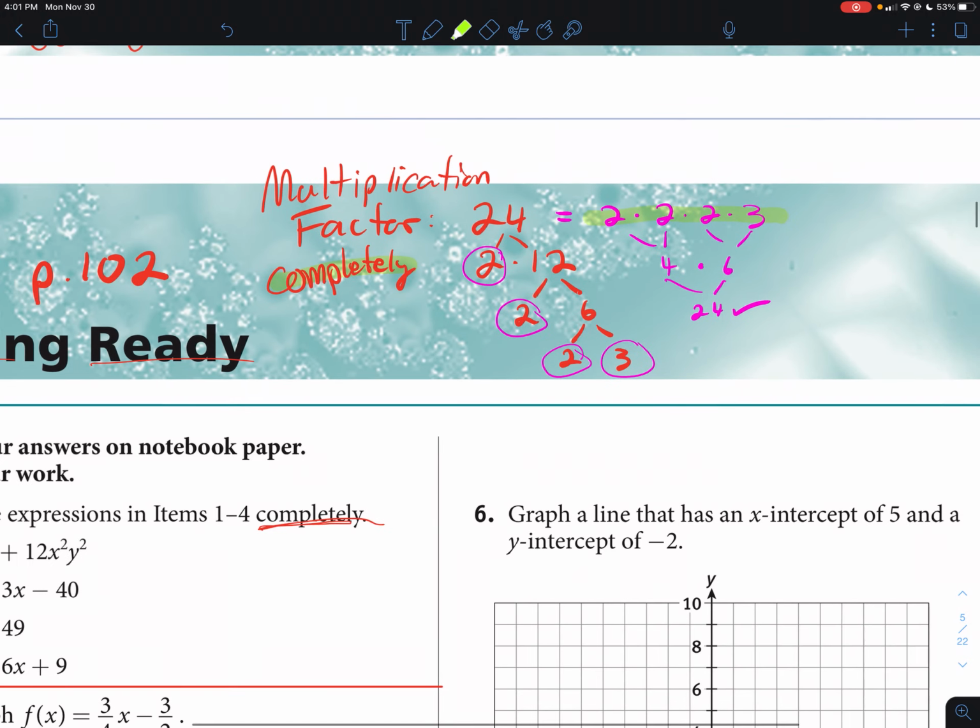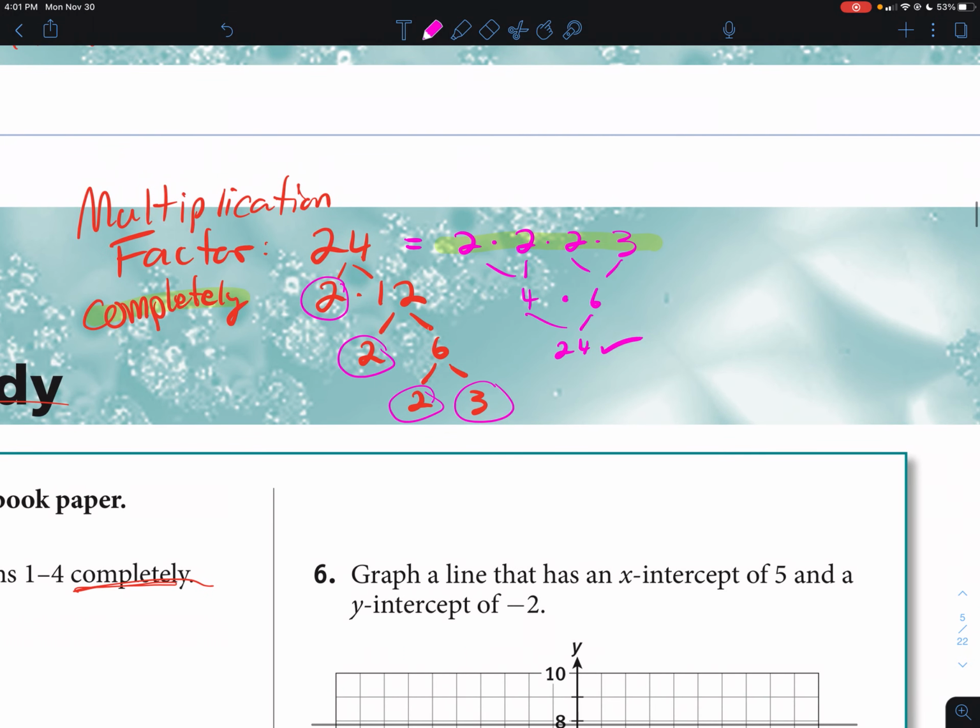Okay? Now, common factors are not quite the same thing because I could have started with 4 and 6. Those are factors of 24. Also, I could have started with 3 times 8. Those are factors of 24. But to factor it completely, I need to break it down into its smallest possible parts. So again, 4, 6, 3, 8, and 2 are all factors of 24. But to be completely factored, we would have to break it down into its smallest little parts.